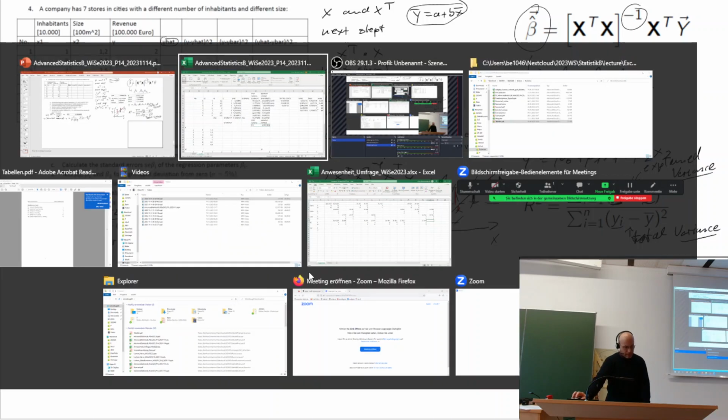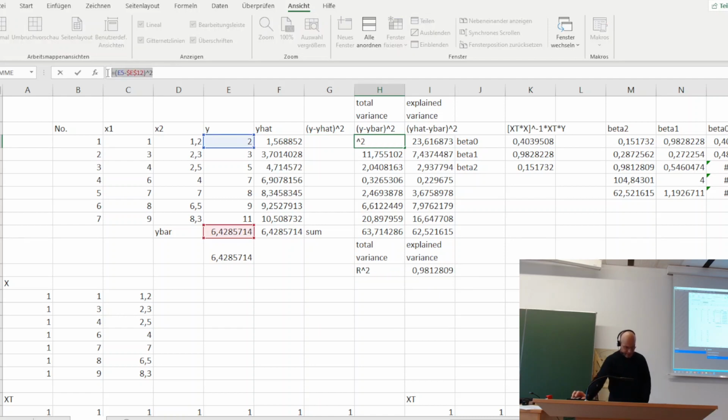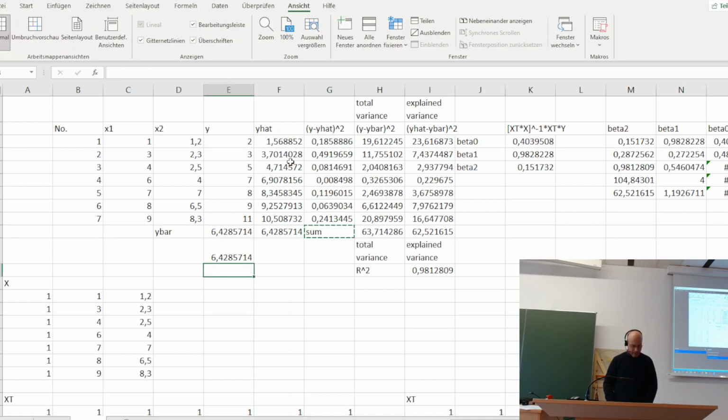Okay, in this case we also need this column here. This is of course almost the same formula as we have here, so I copy it. Now it is E minus F, so this I have to replace by F5, and then move this down. Okay, let's take this sum away here.